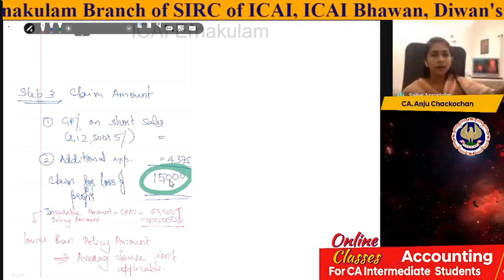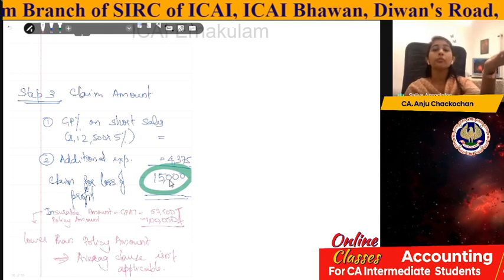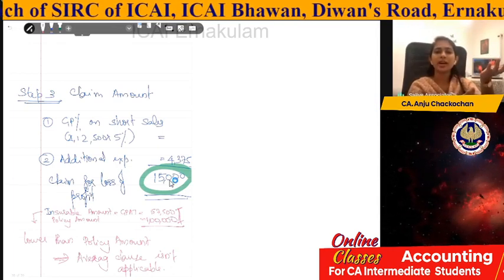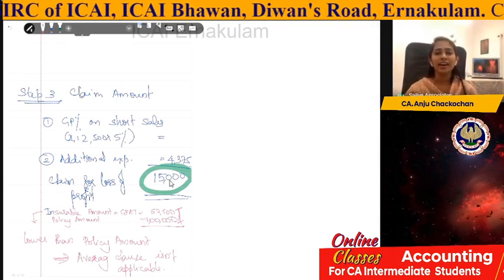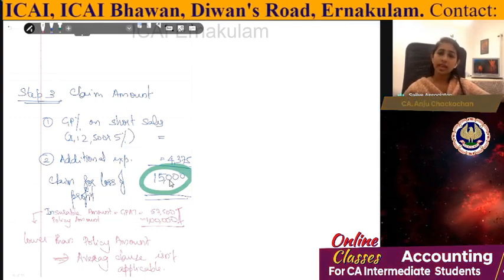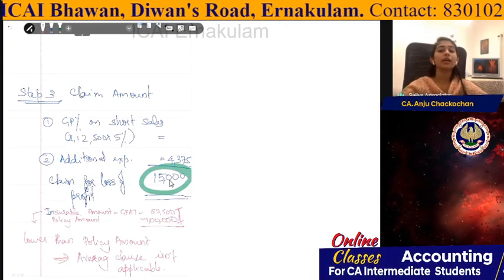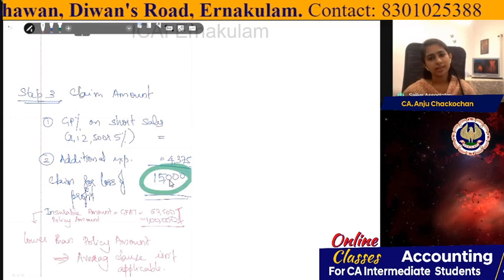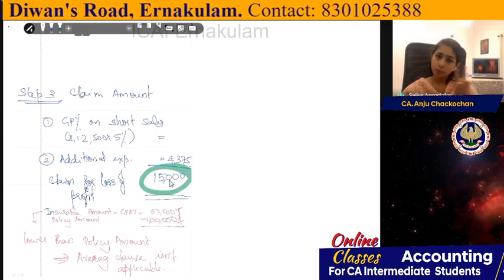Loss of stock we computed using the memorandum trading account. We computed closing stock and reduced the salvage value, so that we got the loss of stock. That can be claimed, and loss of profit is nothing but a consequential loss. Definitely, that can also be done. Both can be claimed.